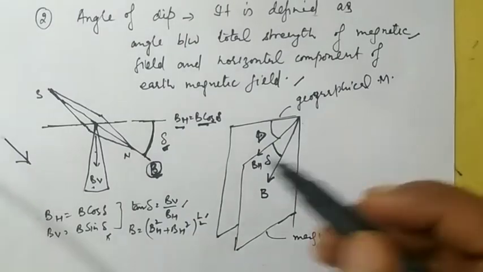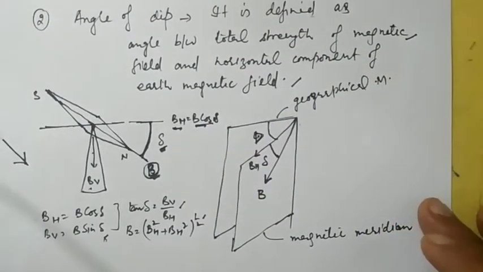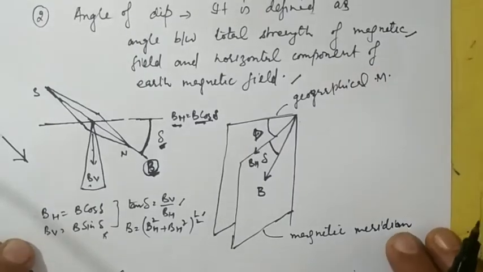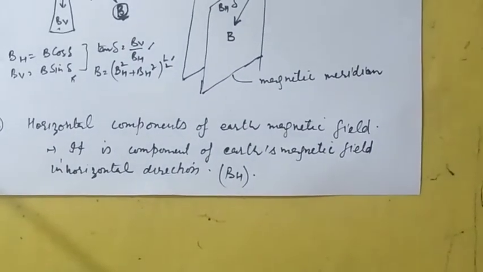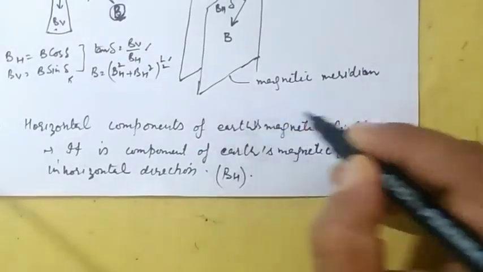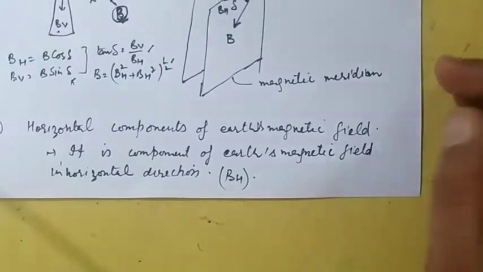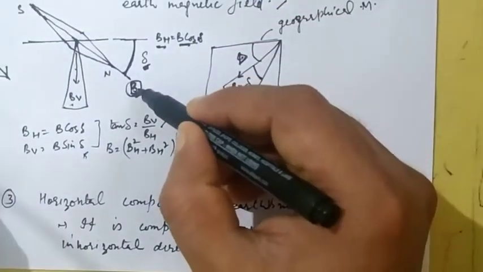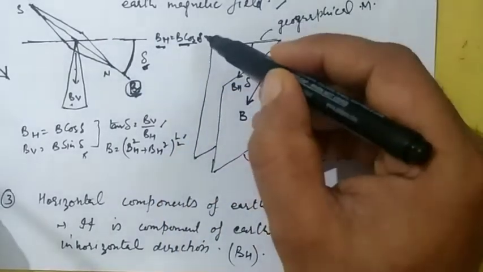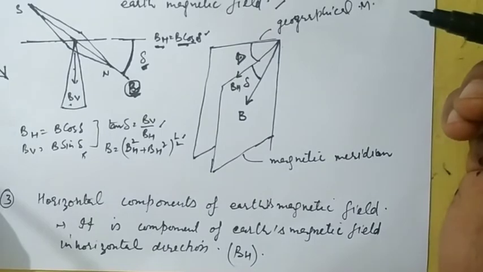And the last one is the horizontal component of Earth's magnetic field. It is the component of Earth's magnetic field in the horizontal direction. That is, the effect of this total strength of the magnetic field along the horizontal direction is known as the horizontal component of Earth's magnetic field.